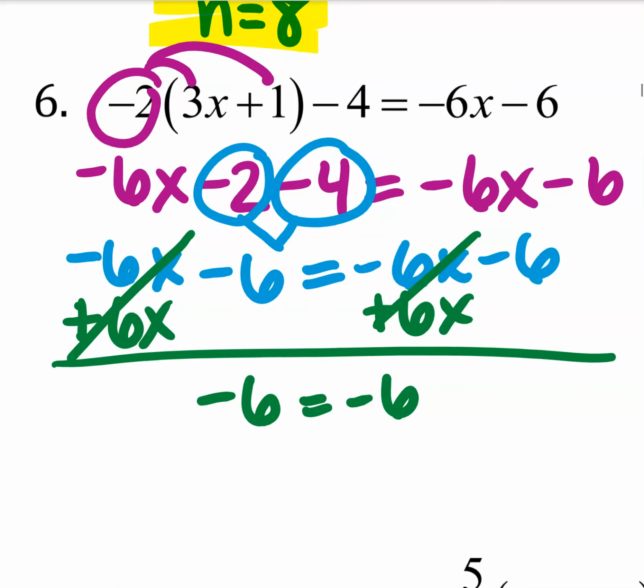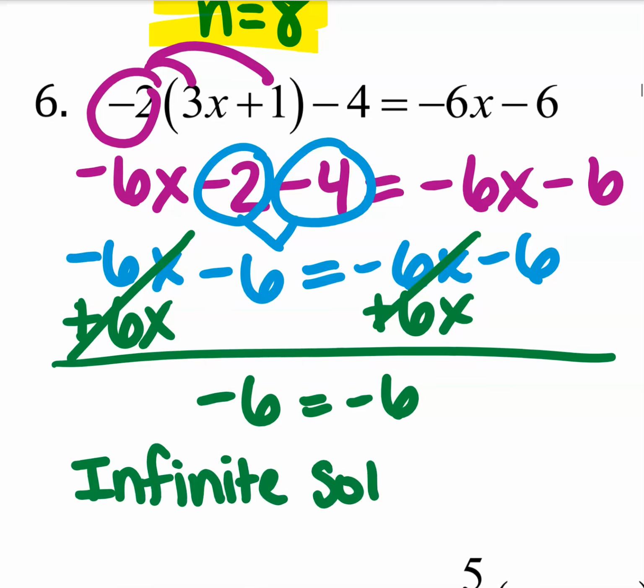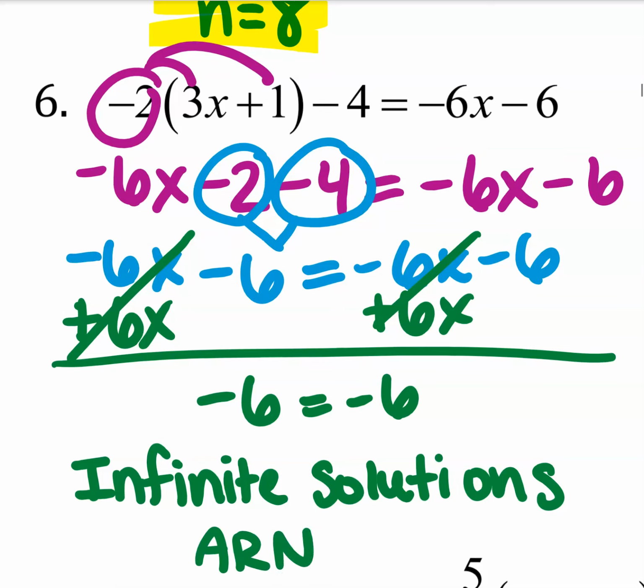Now, is -6 equal to -6? Yes, it is. That means it does not matter what I put in for x, those are going to be equal no matter what, which means I have an infinite number of solutions. You can put infinite solutions. Some of you might put all real numbers. That's the abbreviation for all real numbers. Either of those are fine in this situation when we're talking about an equation. There's going to be times where we want you to put infinite solutions versus something else, and we'll let you know when that is.